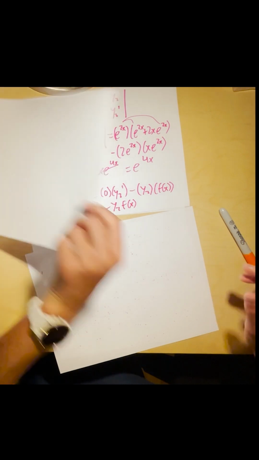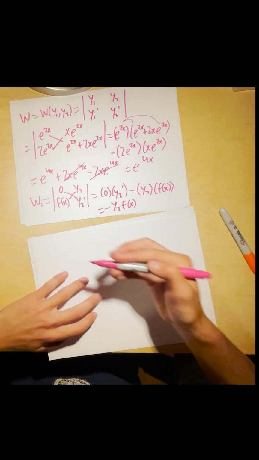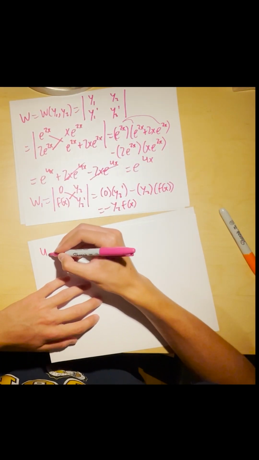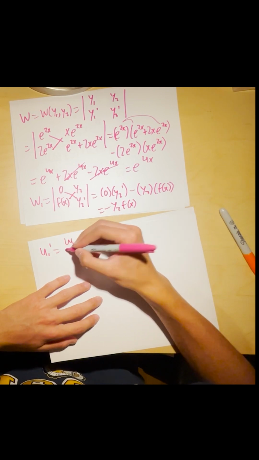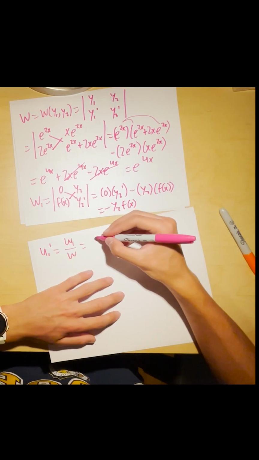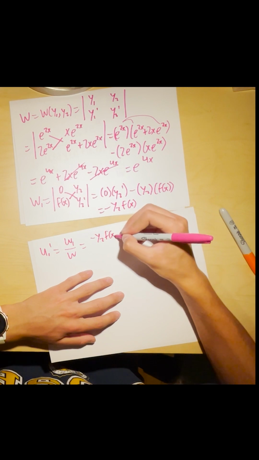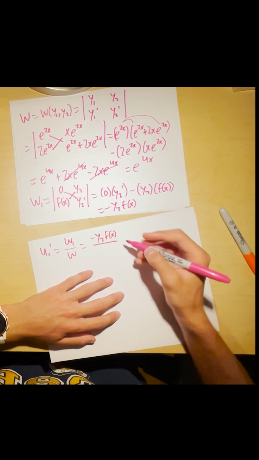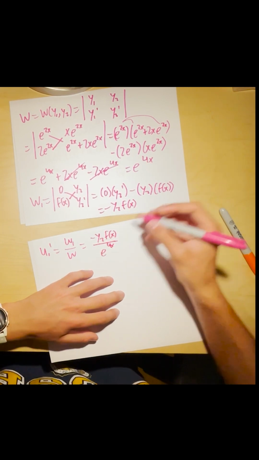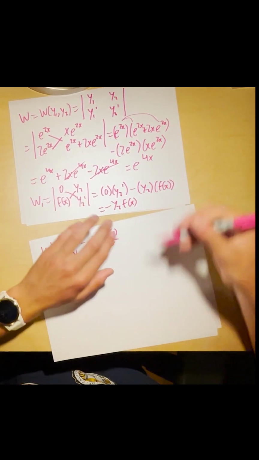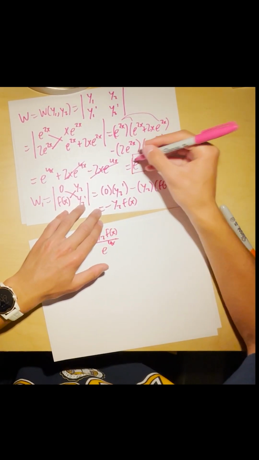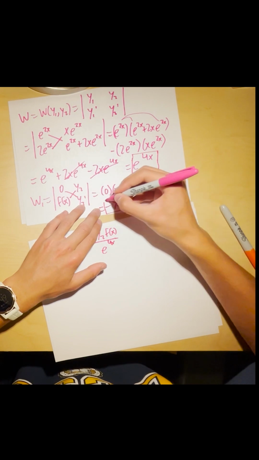And so we know u1 prime equals w1 over w, which is negative y2 f of x, we got that from here, over, and we got e to the 4x when we evaluated the first determinant right here. I'm going to box these because they're both important. You can see them a little easier.